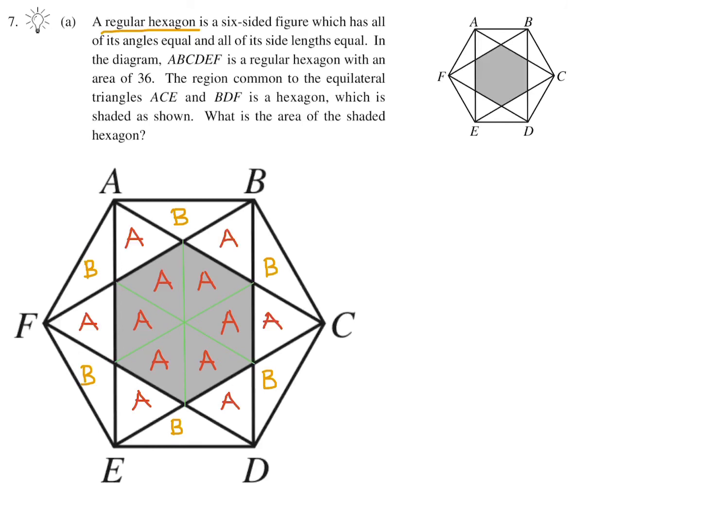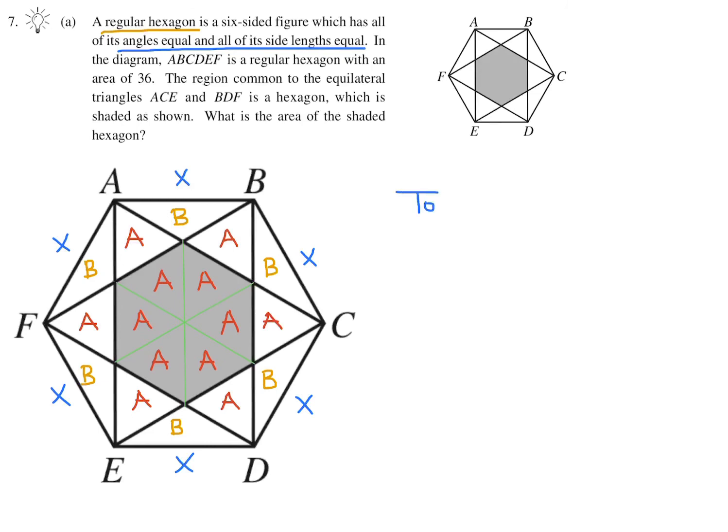And of course, I have to label the side length because they don't give me one, so I'll just call it X. All of these are X. It's a regular hexagon, so all of the sides are the same, all the angles are the same. They tell you that actually in the question. So there you go. That's the first part.